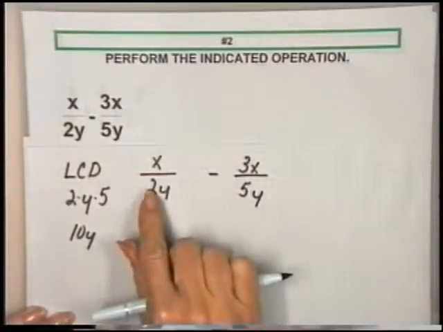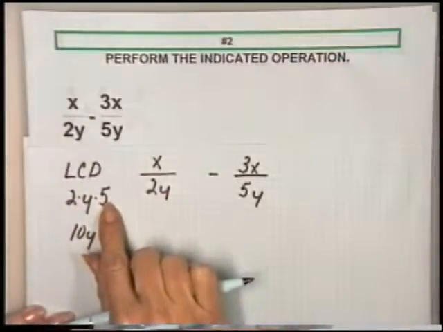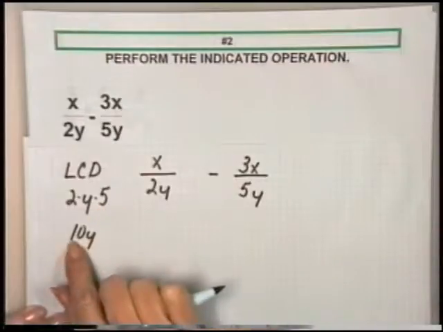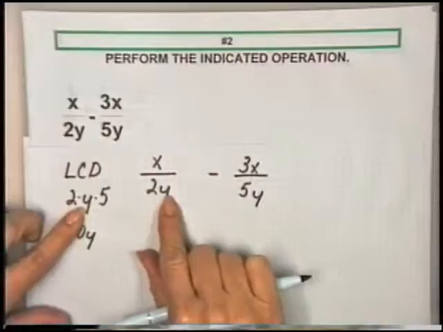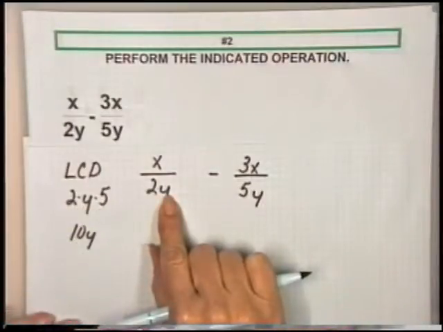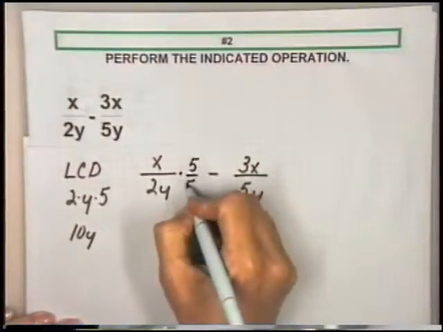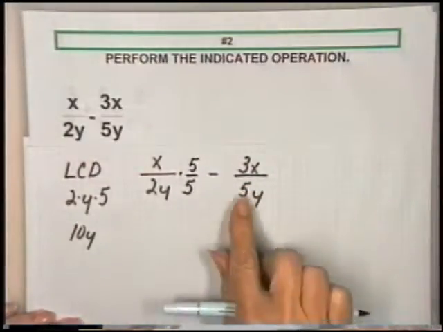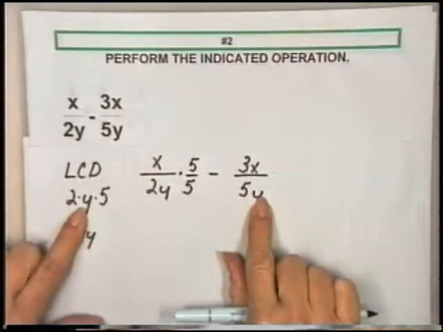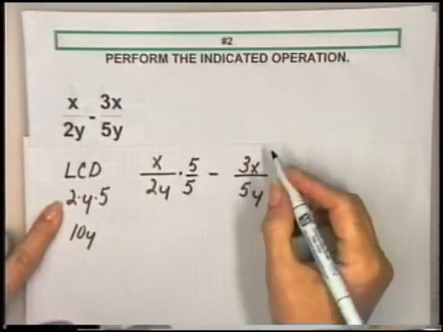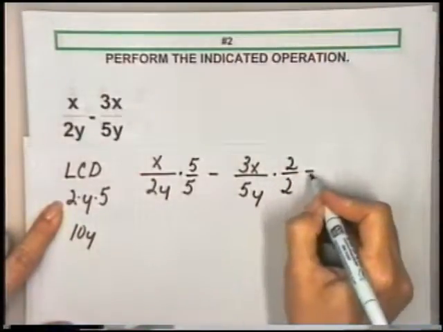I now need to multiply my 2y by the needed factor so that the resulting equivalent fraction has a denominator of 10y. I have my 2, I have my y, my needed factor is 5. So I will multiply the first fraction by 5 over 5. For my second fraction, I have my 5, I have my y, my needed factor is 2. So I will multiply by 2 over 2.